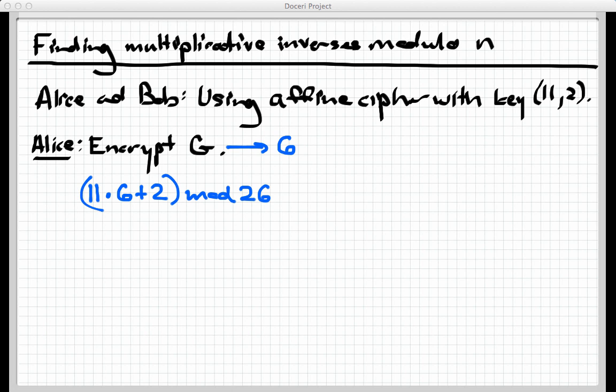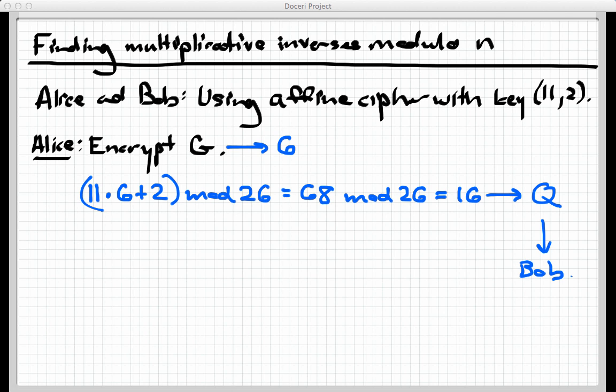And then that will be a number between 0 and 25. Let's see what number that is. Well, 11 times 6 plus 2, of course, is 68. And 68 mod 26, we get that by taking 68, dividing by 26, and keeping the remainder. That is a 16, which is going to encrypt to the letter Q if you count through the alphabet. So using this affine cipher, Alice has encrypted the letter G to be the letter Q, and that gets sent to Bob. Now, what does Bob have to do?